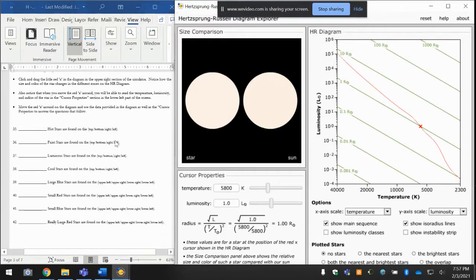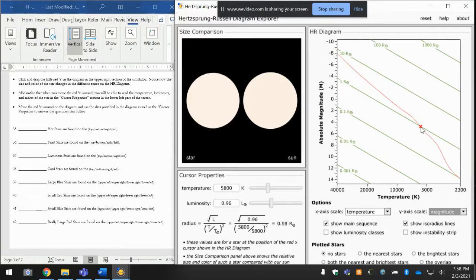You've got: the hot stars are found where? Well, if you look at the diagram here, you can see that. Faint stars, which are a magnitude issue: the lower the brightness, the more positive the magnitude. So faint stars would be more down this way. Of course, there's the cool stars.